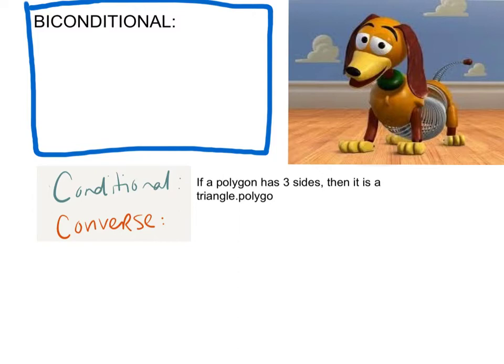Okay, so let's write the converse. If a polygon is a triangle, then it has how many sides? Three sides. Now, when we were learning about converses, I showed you an example about a bat, and we were able to prove that the converse of the conditional statement that I gave you was false.